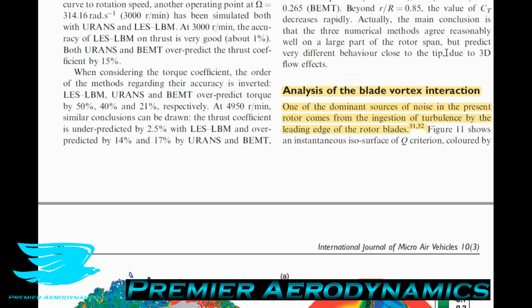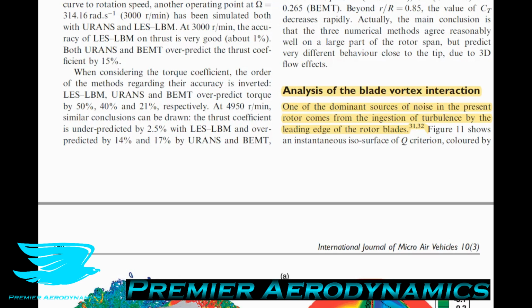Now let's talk about the analysis of the blade vortex interaction. One of the dominant sources of noise, so now we're going into the noise part for this rotor, is that the present rotor comes from the ingestion of turbulence by the leading edge of the rotor blade. So in other words, when you have a rotor going around, one blade ahead, there's obviously some turbulence coming off of that. When the other blade behind comes and sweeps through it, this starts chopping up all this turbulence, and you start getting a lot of noise.